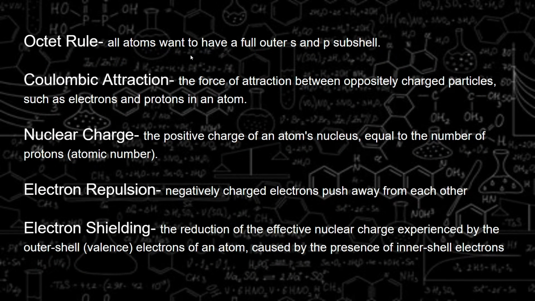So I've made these rules briefer for you. And I think if you understand all these things, and then you understand the definitions of the terms for the different trends, you'll be able to start to piece things together. So I actually moved octet rule to the top because I feel it is kind of the driving force for all these trends. Atoms want to have a full outer S and P subshell. So we should remember what the S subshell is and what the P subshell is.